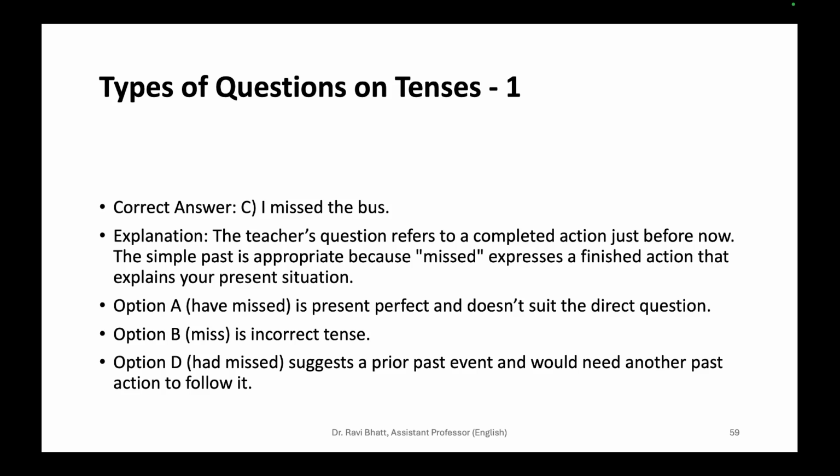So option A, "have missed," is present perfect and it doesn't suit the direct question. Now option B, "miss," is an incorrect tense. And option D, "had missed," suggests a prior past event and would need another past action to follow it. So "had missed" will not come here. Like if you remember, I told you "had" is used for the past of the past. Now the correct answer is C, I missed the bus.